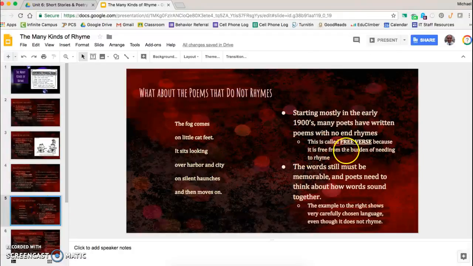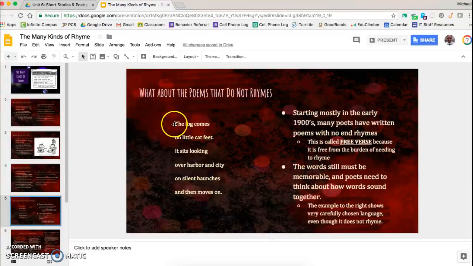The last term that we're going to go through is the idea of a free verse poem. Starting mostly in the early 1900s, a lot of poets started writing poems with no actual end rhymes. So we call that free verse because it's free from that need to have lines rhyme with each other. The words still have to be memorable, and poets still need to think about how all the words sound together.